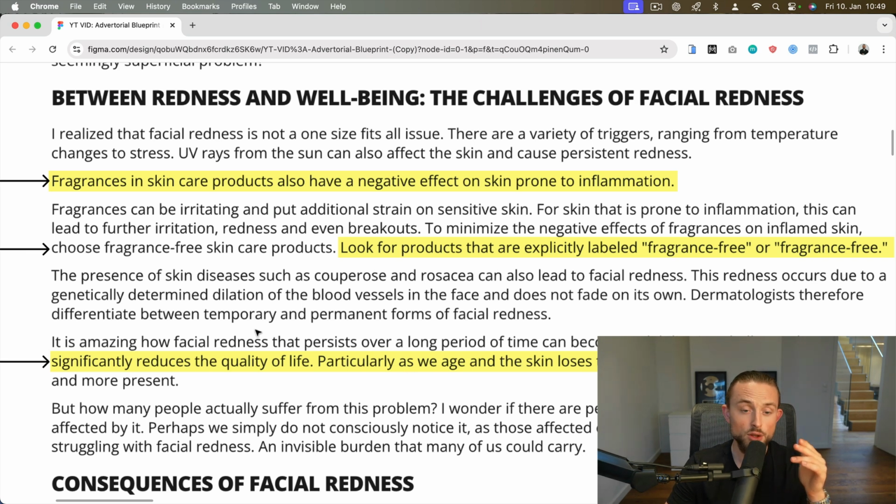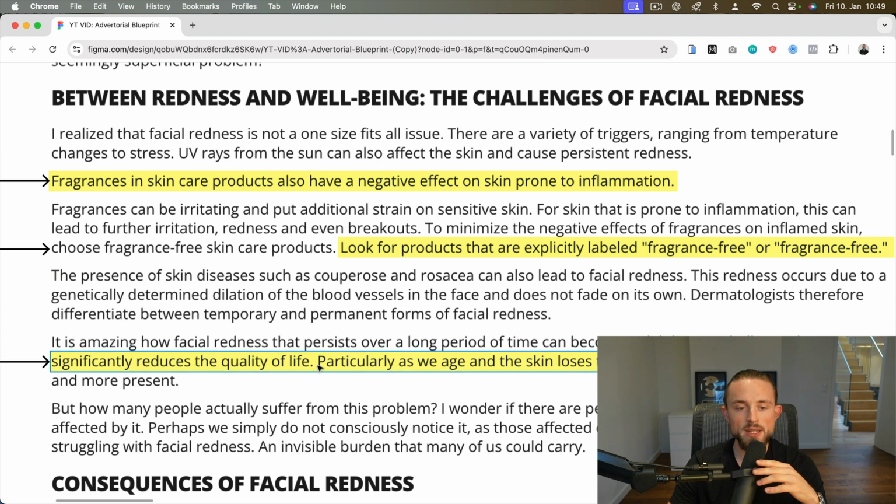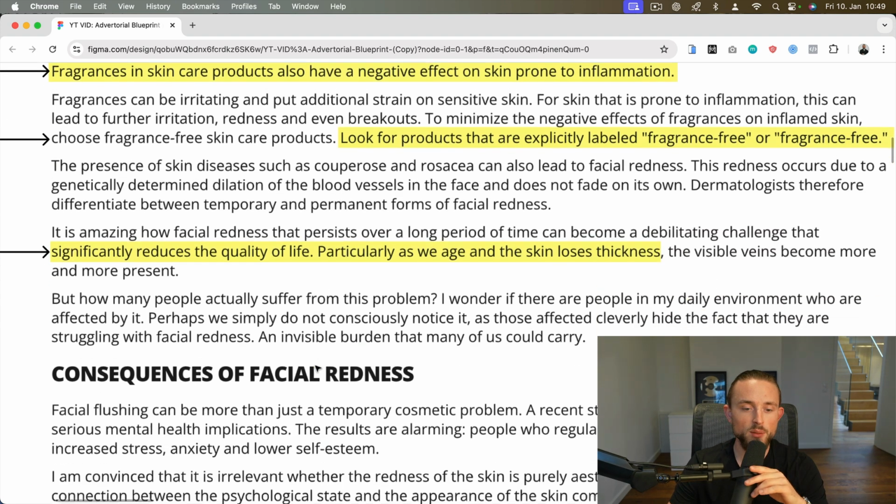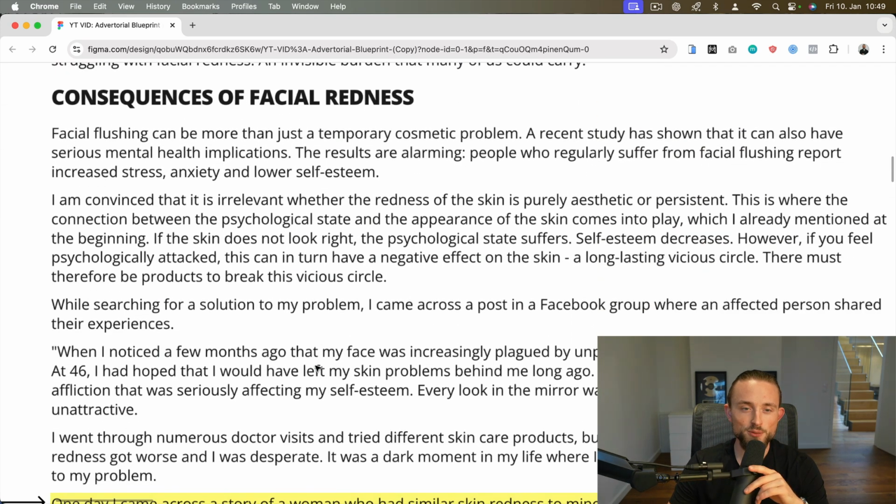So again, in this third paragraph, we now educate the reader on what is causing the problems for him, right? Like, why does he have these pains? Why does he have these problems? We already talk about what they have to watch out for. And then again, we tie it to a big problem and pain point. And then to make it even worse for the reader and increase the pain, in the fourth paragraph, we talk about the consequences of facial redness.